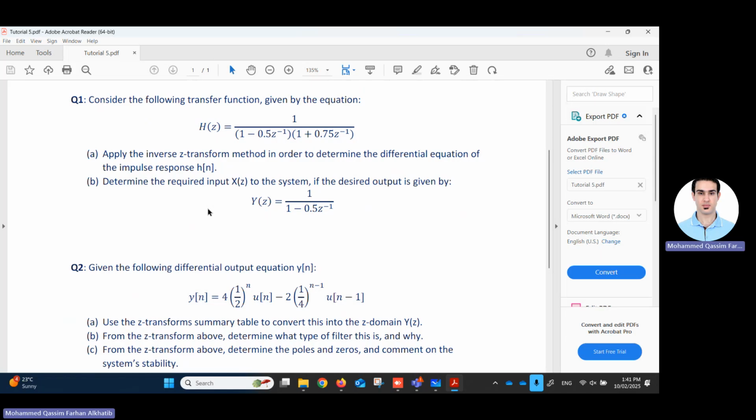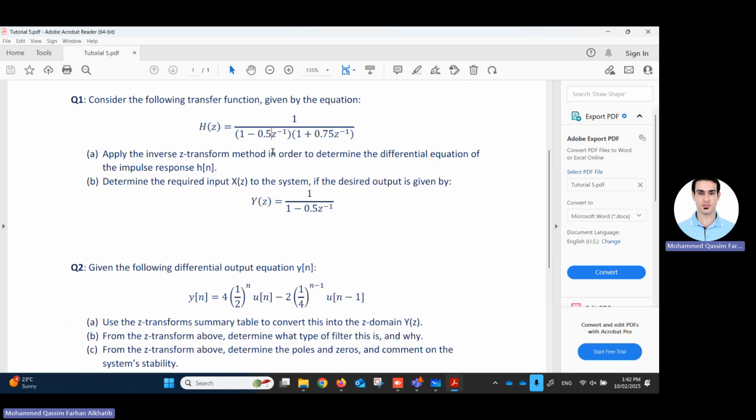Determine the required input x of z to the system if the desired output is given by y of z. So you have y of z, you have h of z. How to find x of z? Okay, what's the relationship between x, y, and h? Yeah, exactly. So you have y of z, you have h of z, do division. That's it. And you'll find out that x of z is simply 1 over 1 plus 0.75 z negative 1, because this one and that one will cancel each other out.